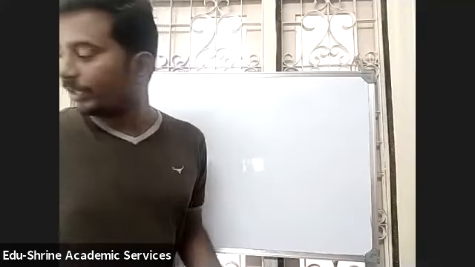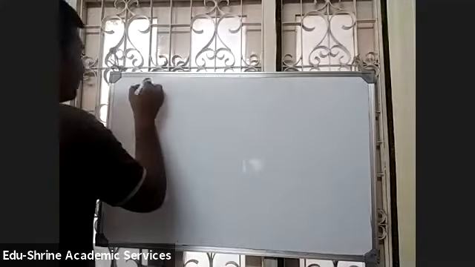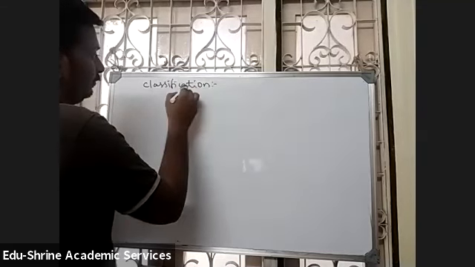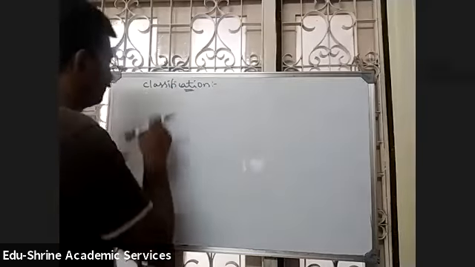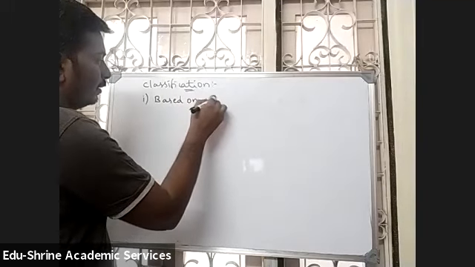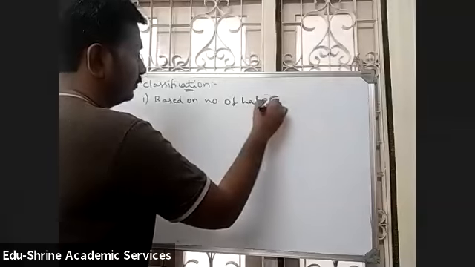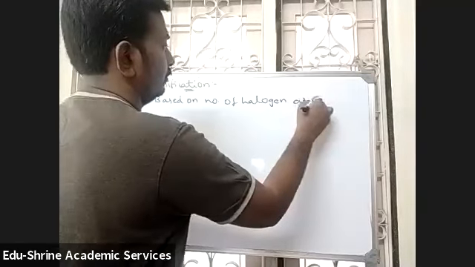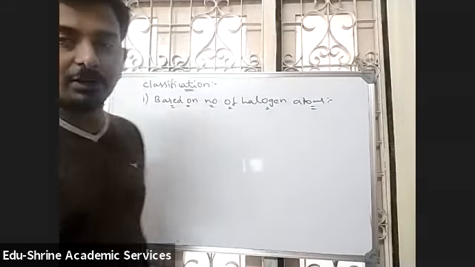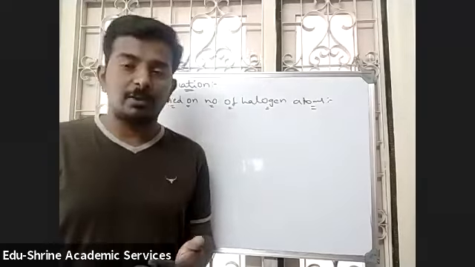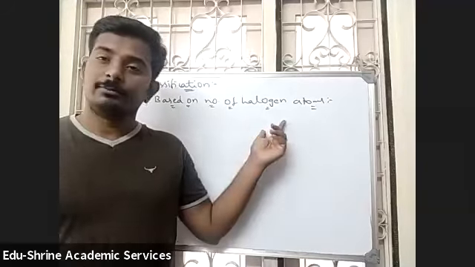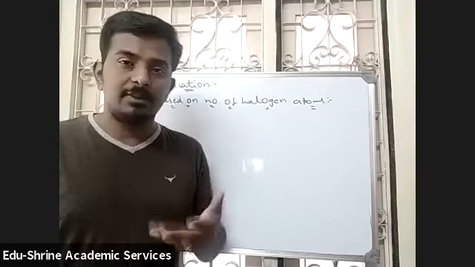Next, coming to classification of alkyl halides and aryl halides. First classification is based on number of halogen atoms. So we are telling that there may be replacement of one or more hydrogens with one or more halogen atoms. So based on that, we are having a different classification. That is based on the number of halogen atoms.